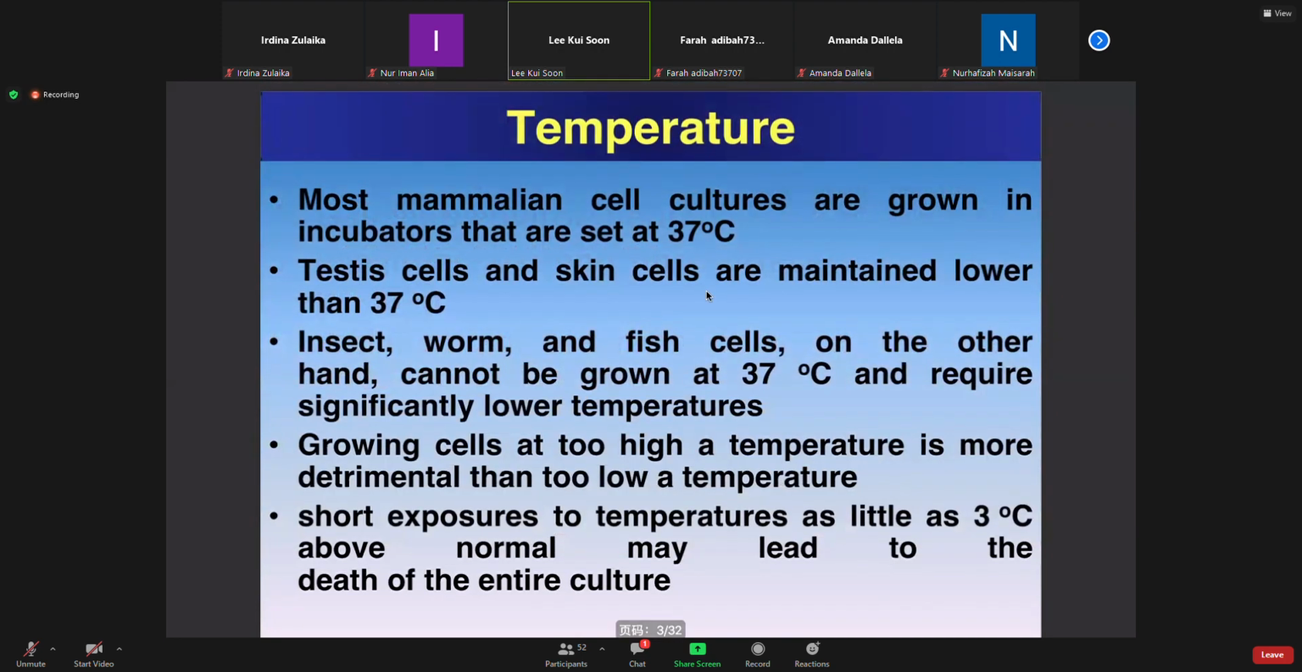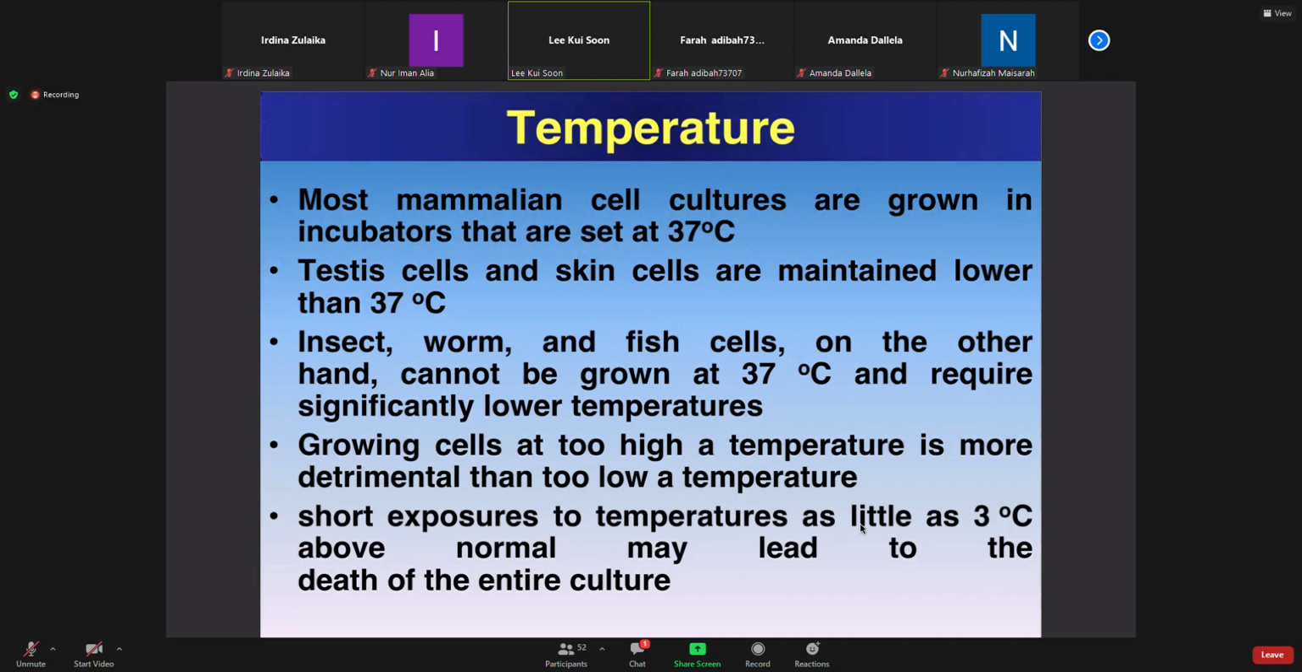Now, let's look at the temperature. Okay, so most mammalian cell cultures are grown in incubators that are set at 37 degrees Celsius. However, some of the mammalian cells, such as testes and skin cells, are maintained slightly lower than 37, like 35 to 34. Okay, other cells such as insect cells, worm, and also fish cells, of course, need a much lower temperature compared to the mammalian cell. Okay, you cannot grow them at 37 degrees Celsius.